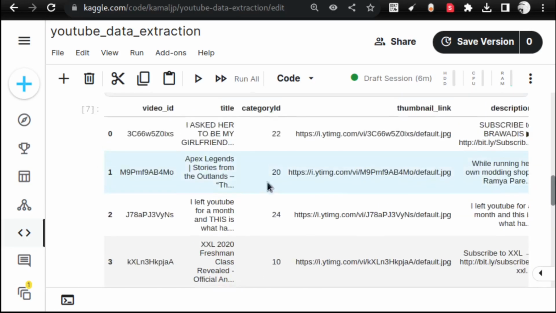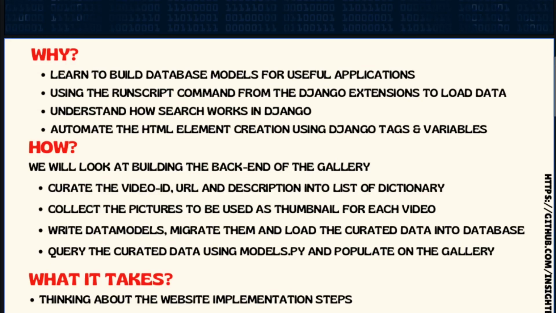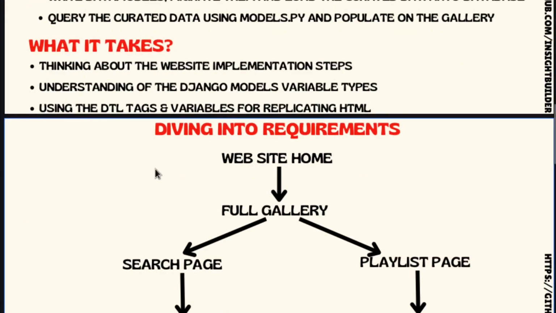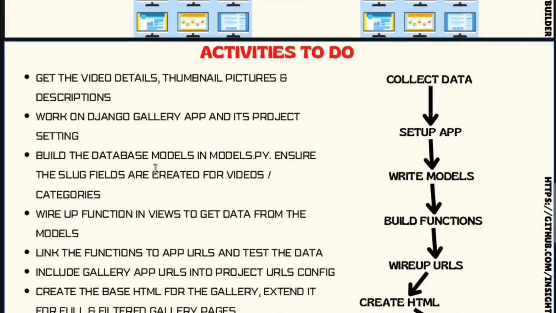You can see that we have the video ID, we have the title, we have the thumbnails, we have the description, and we have the category ID. Let's go back to the PDF. It means we have collected all the necessary data for building up the website. So you saw how fast it was. Sometimes one of the major hurdles in building such a gallery is that you have to get all the data by yourself. But here the data collection part has been completed in less than 5 to 10 minutes.